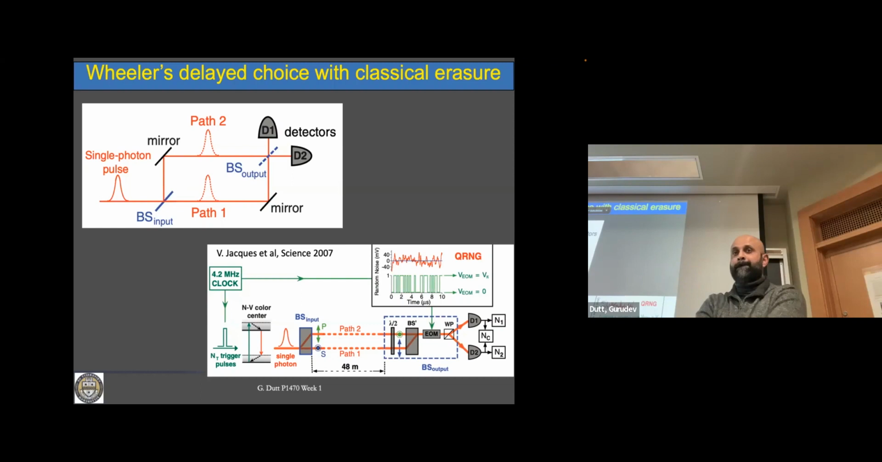How far away does the beam splitter have to be? In this experiment that they did, a real experiment, Science 2007, ignore all this, this is the actual experiment, not the way I sketched it for you. Here's path 1, here's path 2, just like our interferometer, and here are detectors 1 and 2. Ignoring all the rest in between, they were able to decide whether to include the last beam splitter. This is like 48 meters.